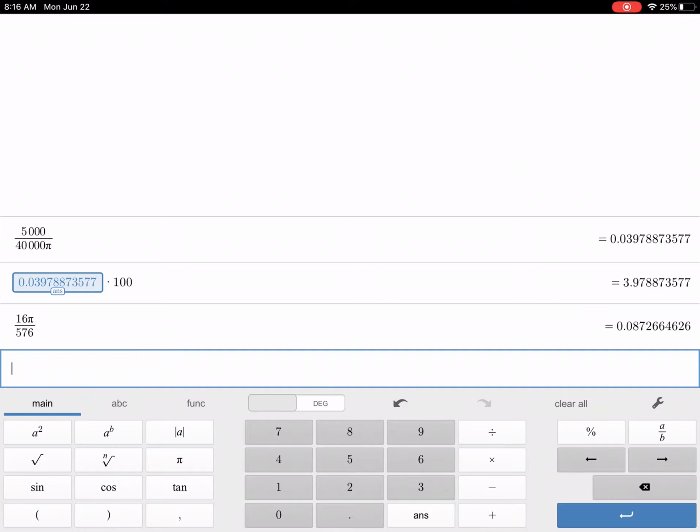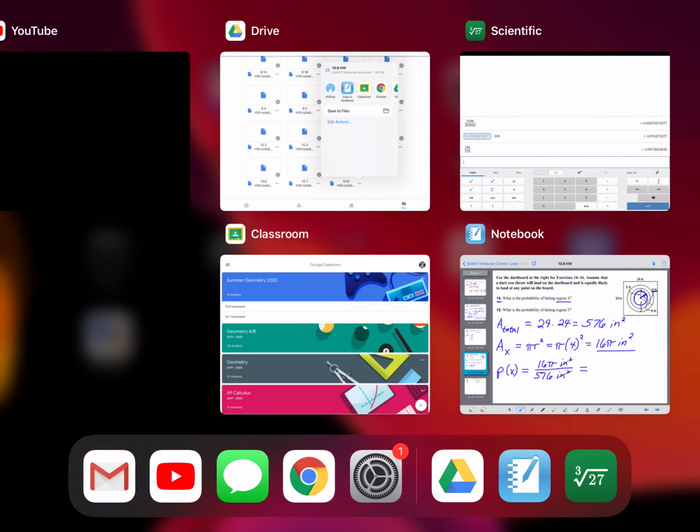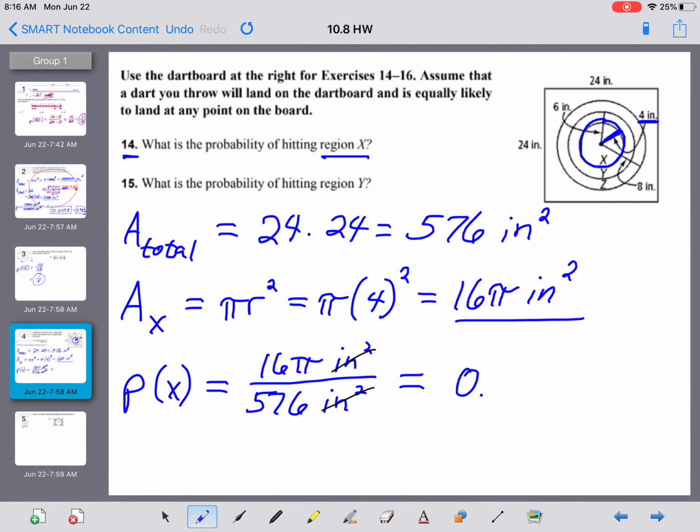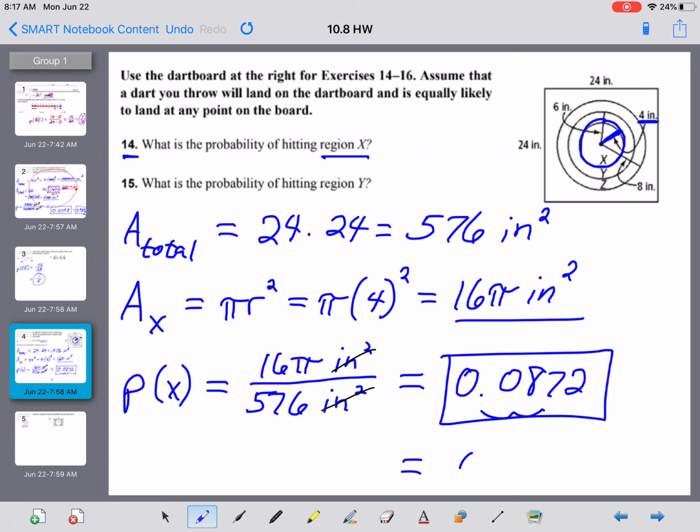0.0872. You can just leave it like that. 0.0872 will work just fine. If you wanted, you could also multiply that by 100, or really just slide that decimal 2 places over and get 8.72%. That's one that people tend to understand a little bit better. So we're saying that that blue circle makes up almost 9% of the entire dartboard.